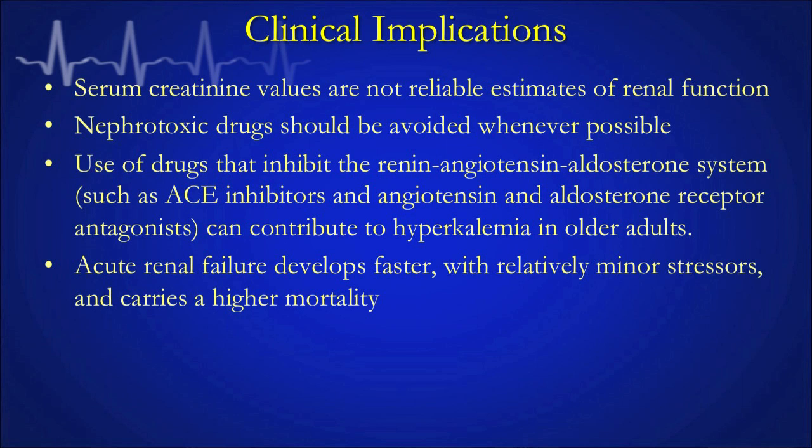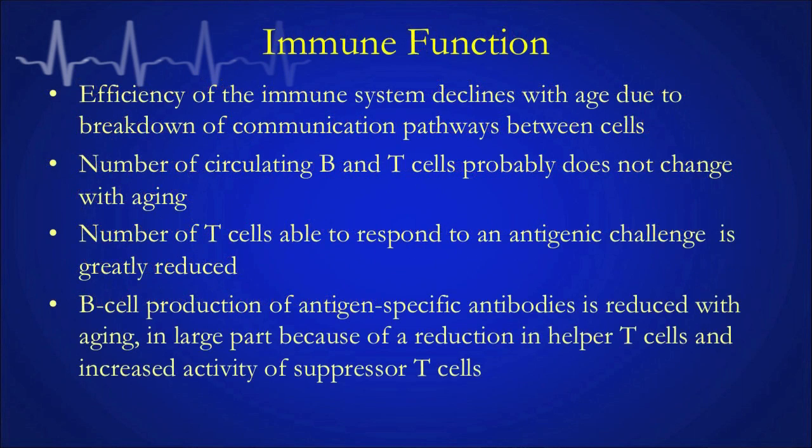So that means that we need to avoid nephrotoxic drugs and the use of drugs that inhibit the renin, angiotensin, aldosterone system, such as ACE inhibitors or ARBs. They can actually contribute to hyperkalemia in older adults. And we also know that acute renal failure can occur very quickly and a lot higher mortality in older individuals.